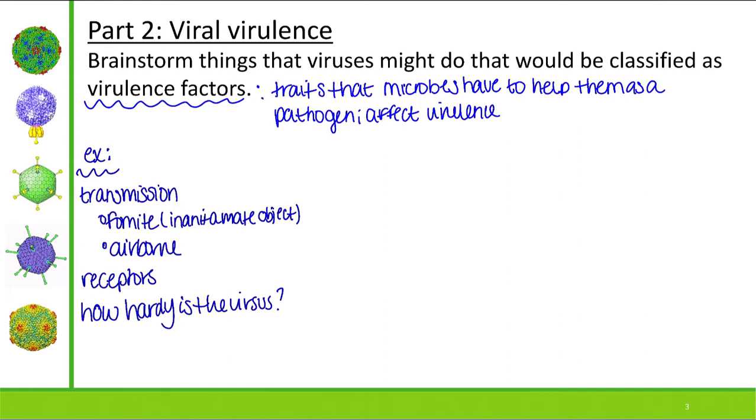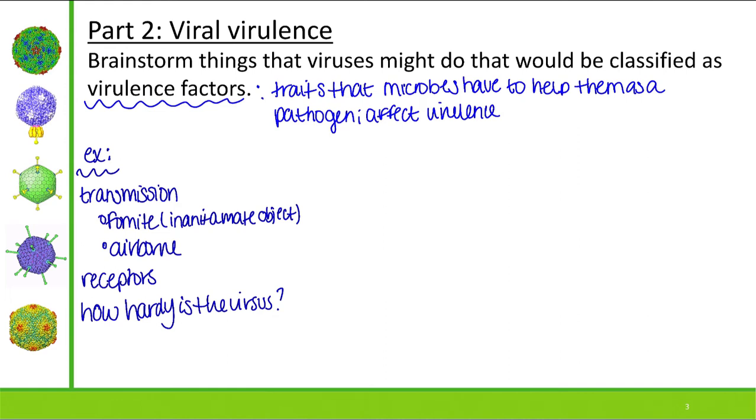Then tropism, this idea of what is the host range like? What is the cell range like for the infectiveness? How invasive is the virus? How fast can it replicate? What are some of the strategies that it uses to replicate?